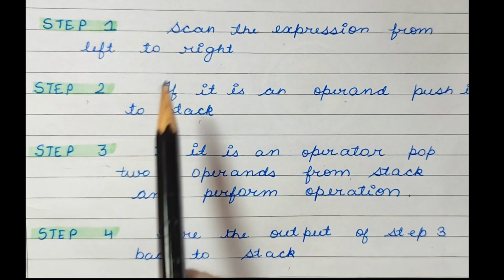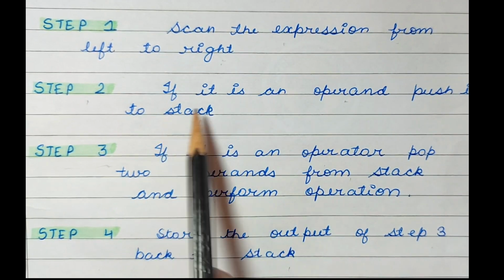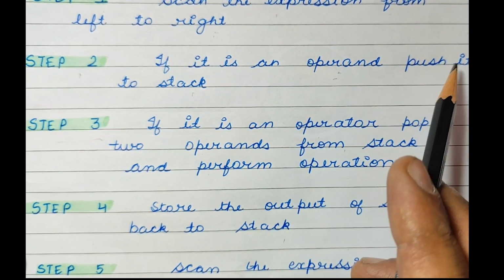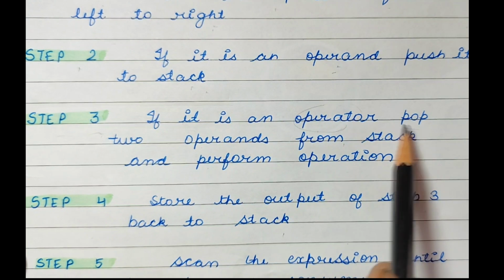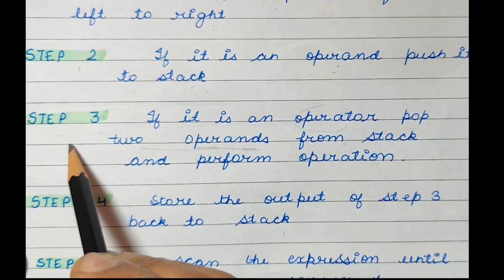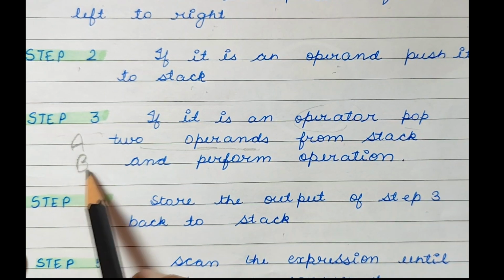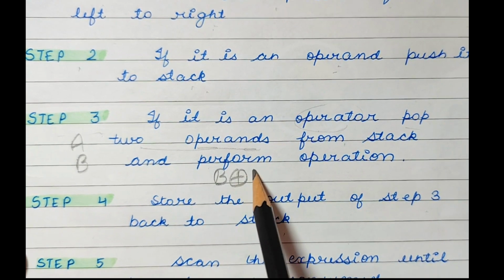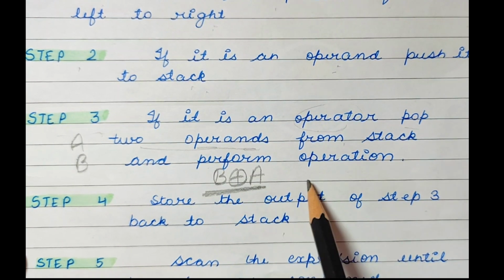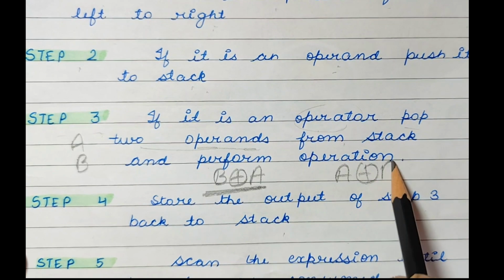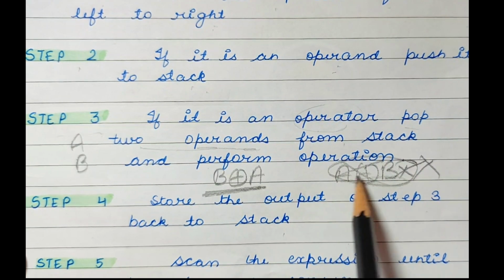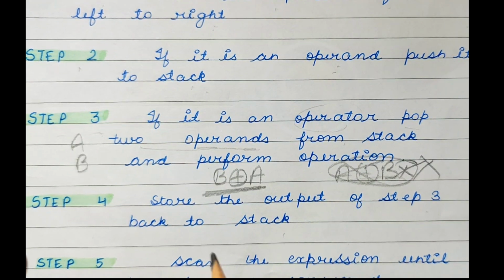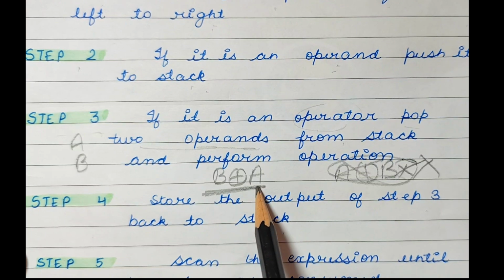First step is scan the expression from left to right. Second step is if an operand comes, push it into the stack. Step number 3, if an operator comes, pop 2 operands. That is, the first operand is A, the second operand is B, and perform B operator A. Always perform B operator A. If you perform A operator B, it will be wrong, and the correct output will not be produced. So always perform B operator A.